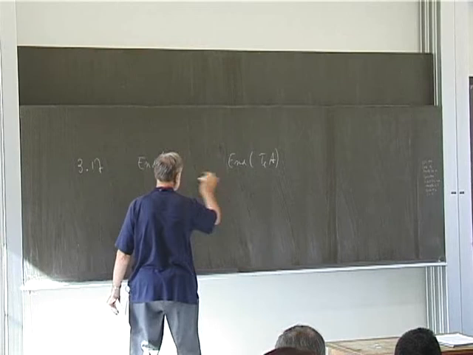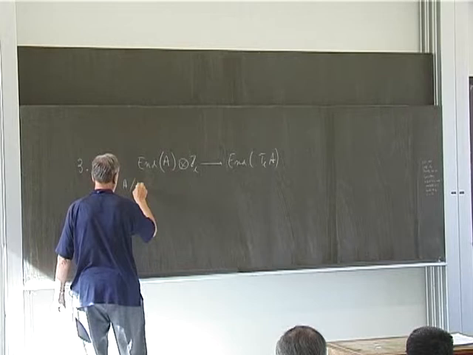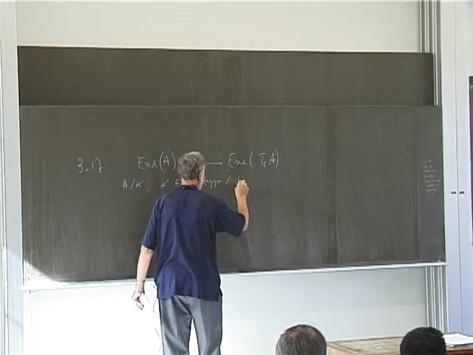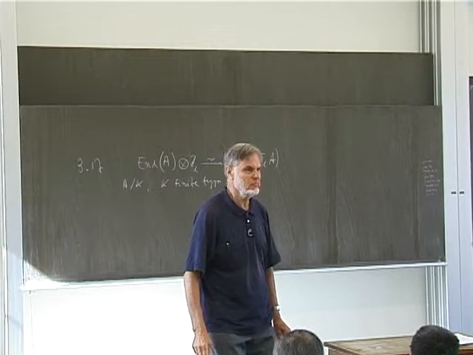But if you tensor this with Z_l, you still get a map. And the beautiful theorem is that if A is defined over K, and K is of finite type over the prime field, P is the prime field, so either characteristic p or Q, then this is an isomorphism. Am I writing big enough for the last row? Please warn me if not.